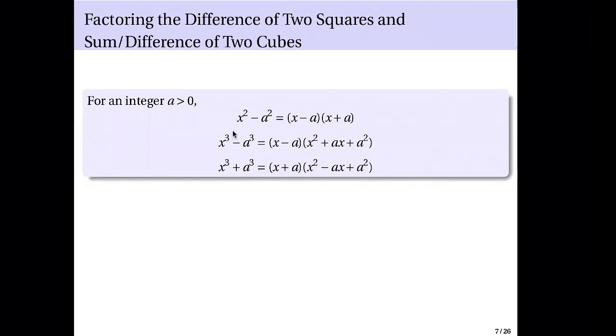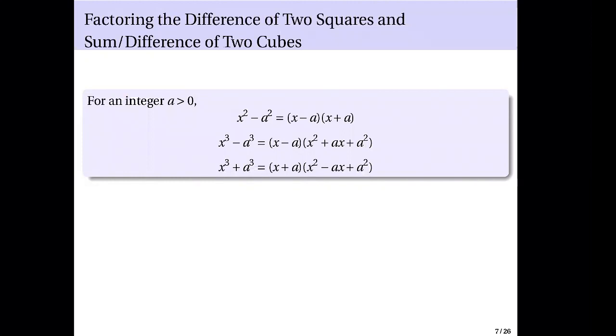So in here you have your x cubed minus a cubed. This is equal to x minus a times x squared plus ax plus a squared. So look at this middle. It looks like squaring binomials, except that there is no 2 in here. And then for your x cubed plus a cubed, this is equal to x plus a times x squared minus ax plus a squared.